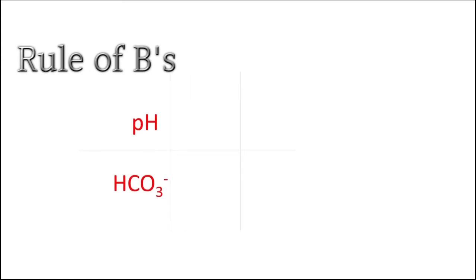Let's interpret a few scenarios here. A pH of 7.26 and a bicarbonate of 20. Now if you see, the pH is less than 7.35, hence acidic, and applying the rule of Bs, you can see both the pH and bicarbonate are low and in the same direction, hence metabolic in cause. So the final interpretation would be metabolic acidosis.